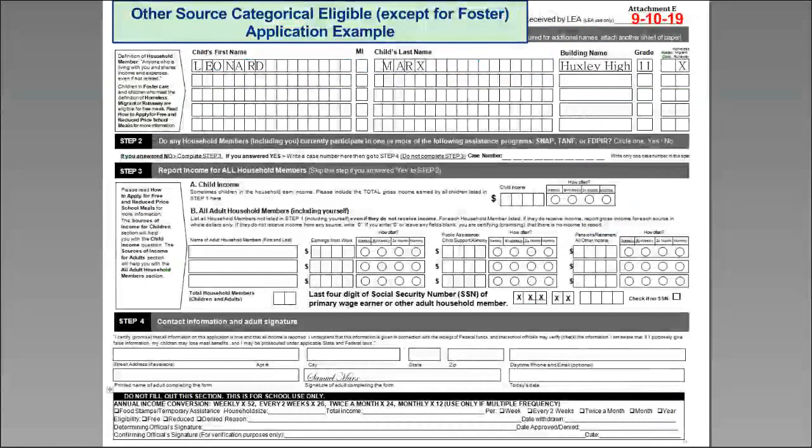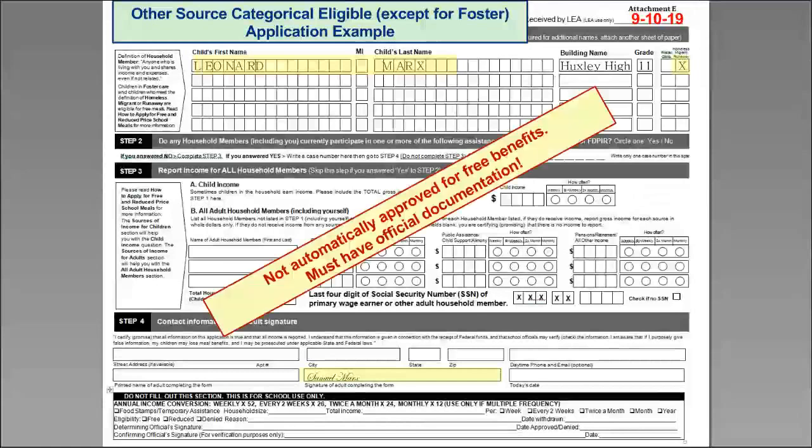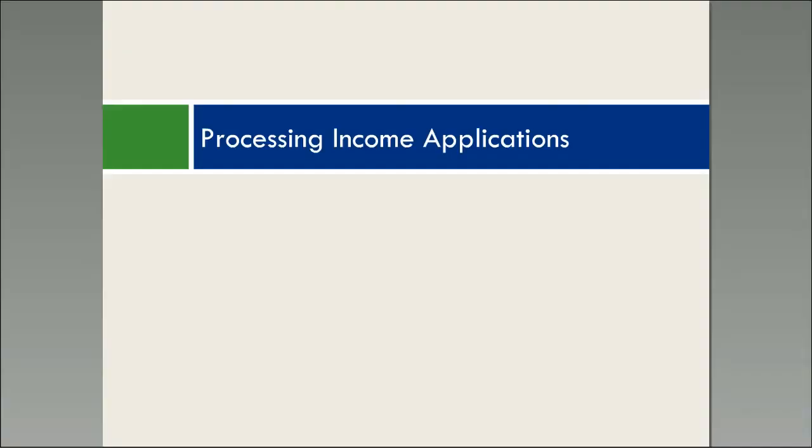So on this application, the application is complete. The student is listed, they are marked as homeless, and there is an adult signature. However, we cannot automatically approve a homeless application. You need to follow up with the homeless liaison to confirm that they are actually homeless. So that's different than foster.